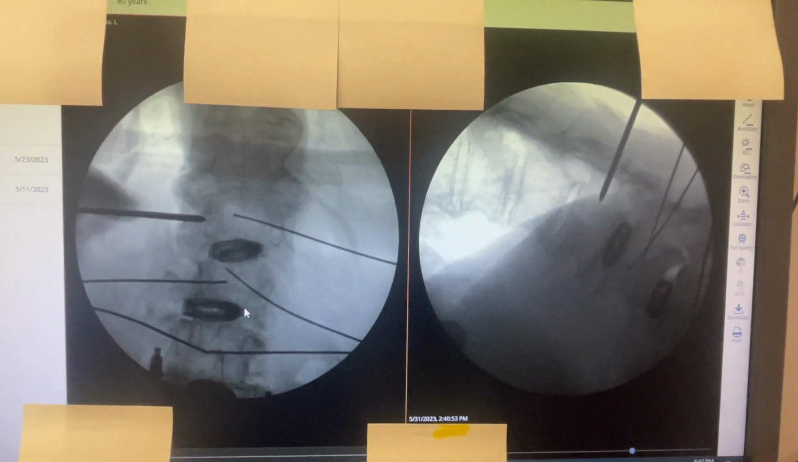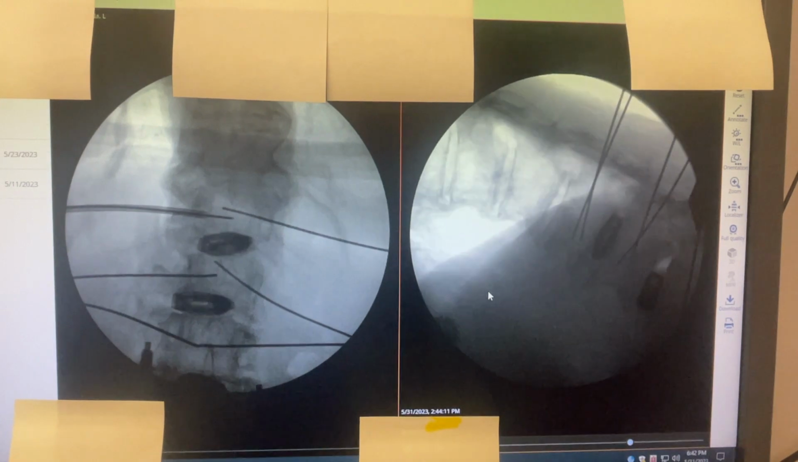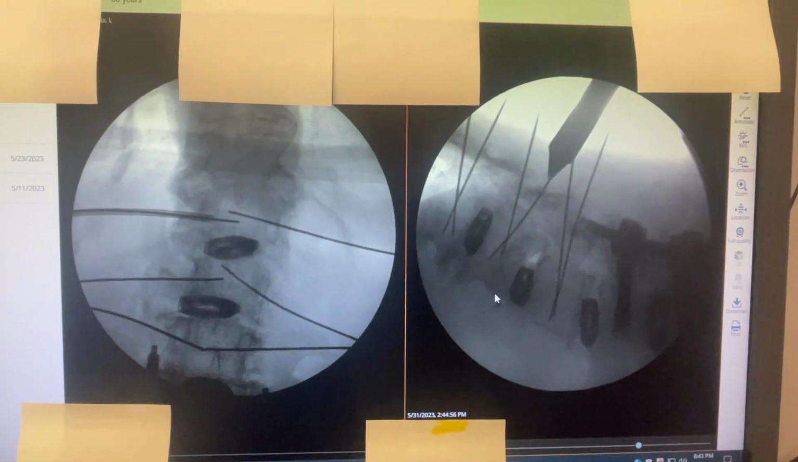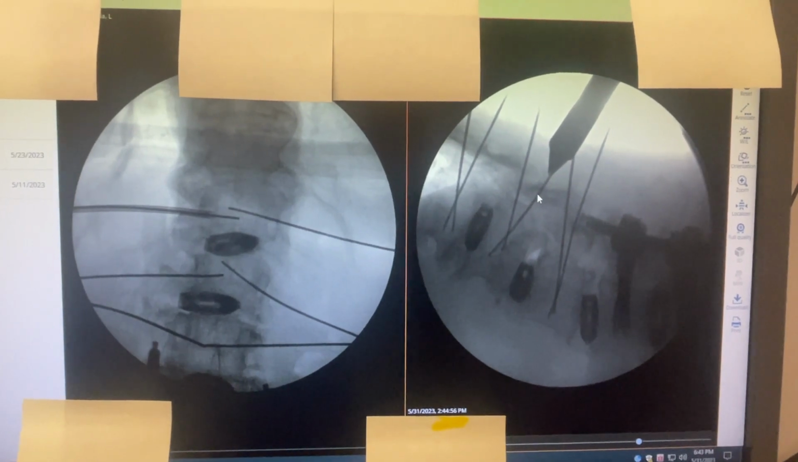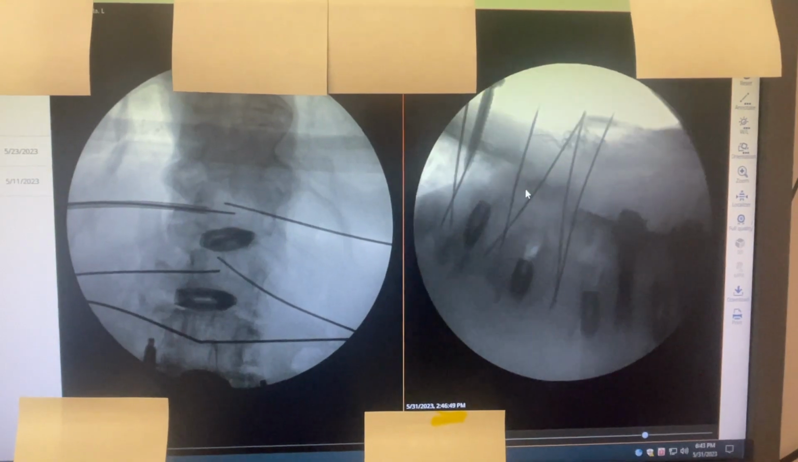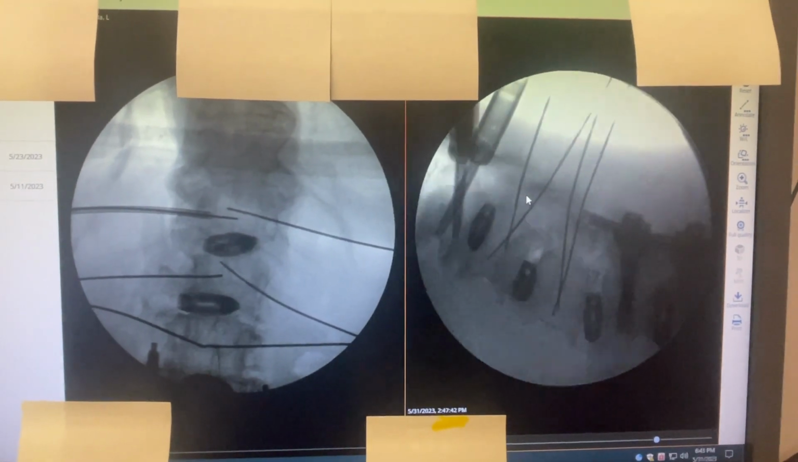Now, we put the Jamshidis in, and then this is the device we call facet decorticator. It goes eccentrically over the K-wire and grinds the surface of the facet. Then we pack it with biologic. And then the screws are placed.